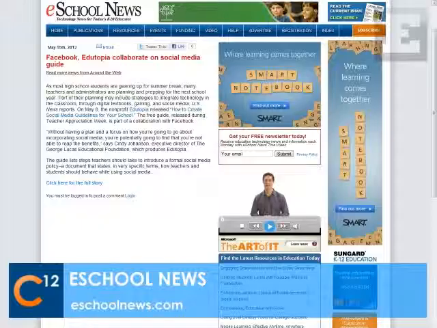So there's our next story. Here's a cooler story, though, actually. Facebook and Edutopia have collaborated on a social media guide. And Edutopia, of course, is run by the George Lucas Educational Foundation. And this is a partnership with Facebook, the goal of which is to help schools create social media guidelines.